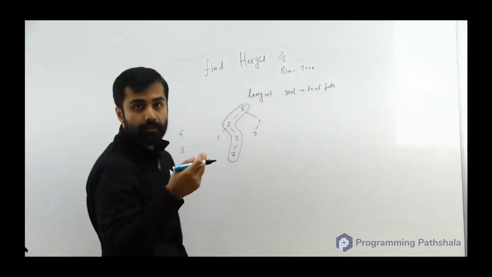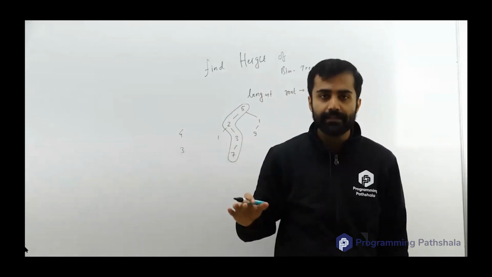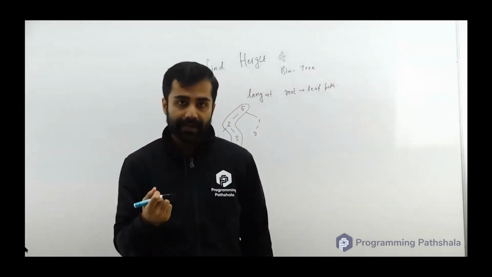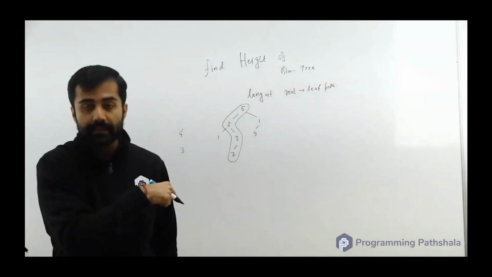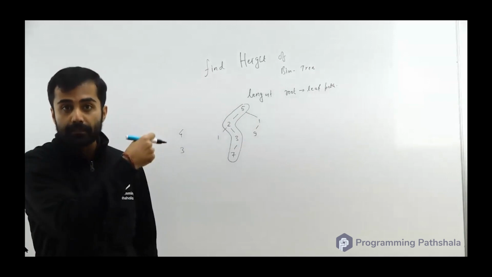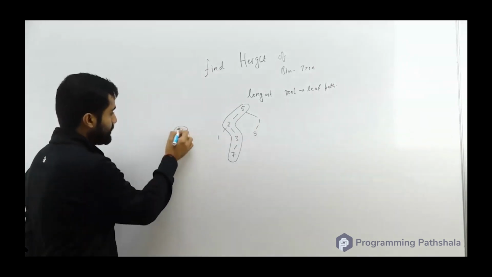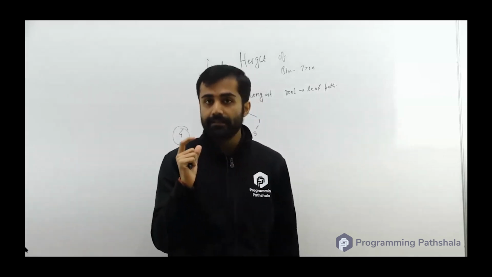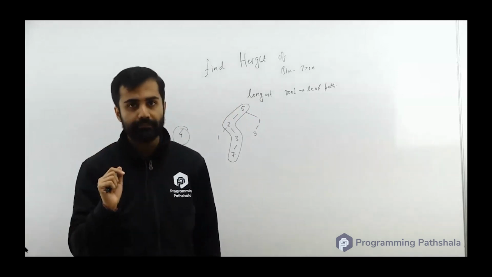So of course, if the number of nodes is n along any path, the number of edges will be n minus 1. So there are different definitions of height. Some people say that height is equal to the number of edges, and some people say height is equal to the number of nodes along that path. So I'll stick to nodes. We will stick to nodes. So for us, height is equal to the number of nodes along the longest root to leaf path.